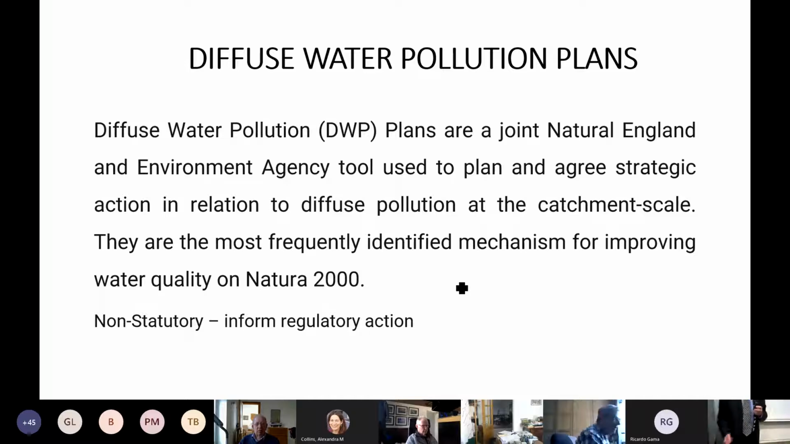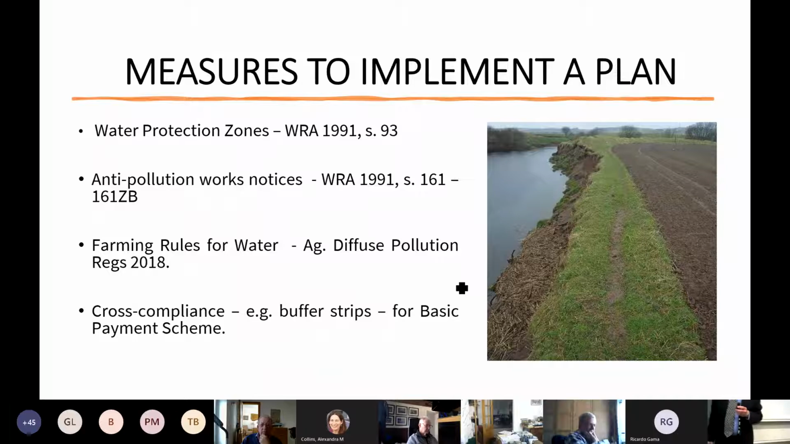We're starting to see diffuse water pollution plans. And these really are a project from Natural England and the Environment Agency that are used to plan and agree strategic action in relation to diffuse pollution at a catchment scale. Started dealing with habitats, but are likely to be extended, and they're non-statutory, but they inform regulatory action. And you can see the sort of measures they can produce.